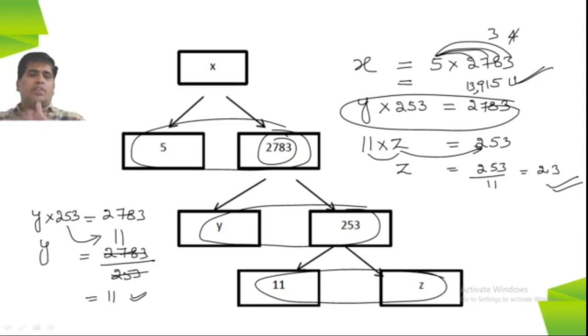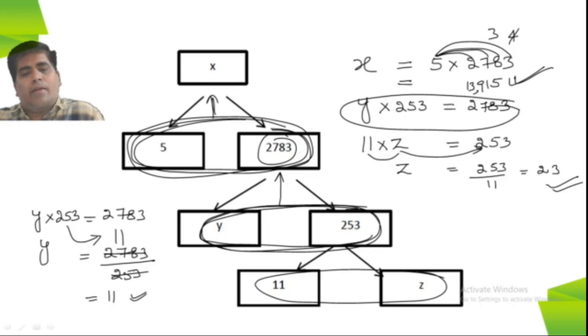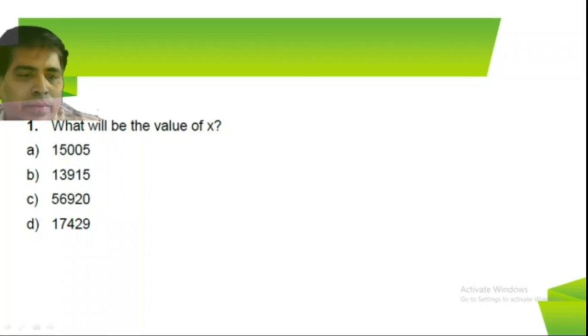So this question is simple. The main branch is divided into two sub branches. If you find the product of these two branches, you will get the main branch. Similarly, if you multiply these two numbers, you will get the number from where it originated. So this is the way we can do the sum. Let us find the answers to the questions of this one.